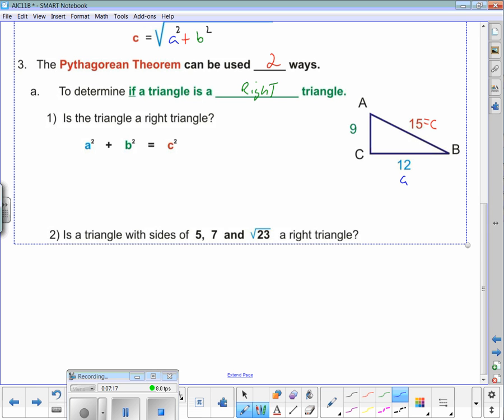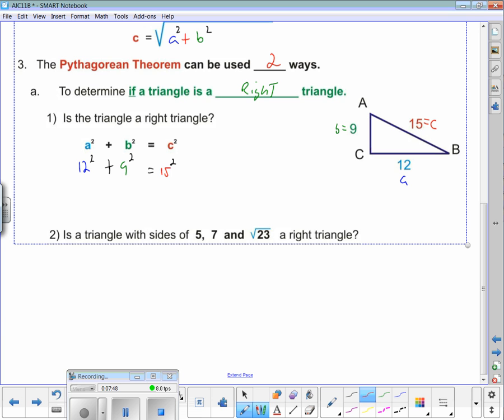All right, if you want, you make the 12 the A and the 9 the B. And look, it really doesn't matter if you flip them. It still will turn out correctly. All right, so now we're going to plug them into the formula. 12 squared plus 9 squared better equal 15 squared.